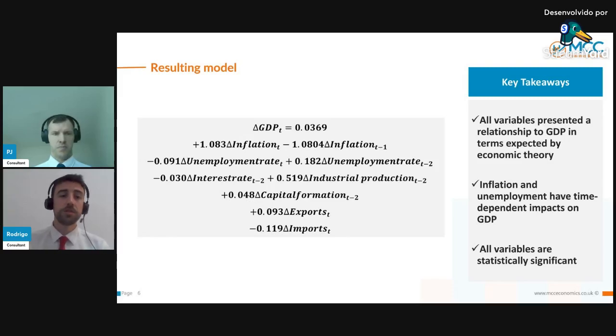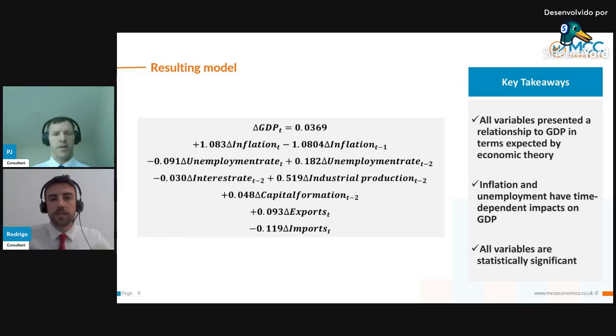Gross capital formation, again, positive impact. The lagged effect was stronger. Nothing surprised here, as we were expecting. And then exports and imports as well, not very far off. We did try as well, for example, net exports and then total trade, but in the end, putting those two variables separately ended up in a better model than putting them together.